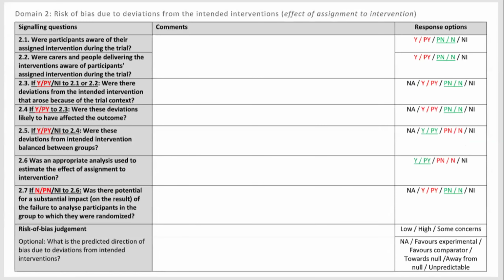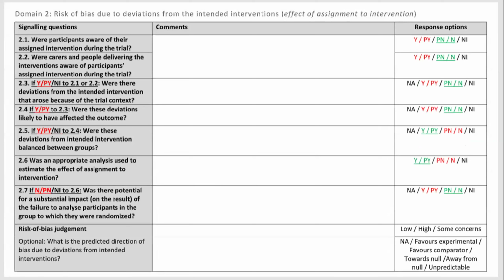There are other domains, like risk of bias due to deviation from the intended interventions. Here you have different signaling questions for each domain. Like, were participants aware of their assigned intervention during the trial? We know that participants should not be aware of which group they are going to be assigned to. So based on that, you have to give your judgment. If you say yes, we know it is high risk of bias, because participants should not know which group they are going to be assigned.